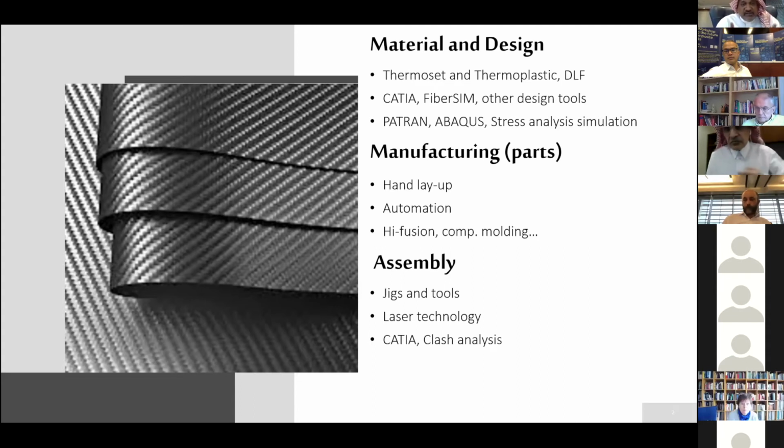And then you do the stress analysis on the assembly and sub-assembly. That's another aspect of designing a composite structure aerospace part. We have laser technology where we do the laser pointer and laser projection to help us with the assembly and come up with the right tolerance.